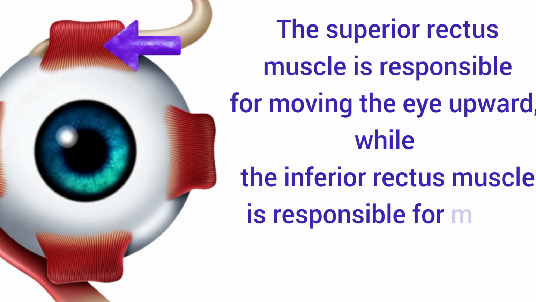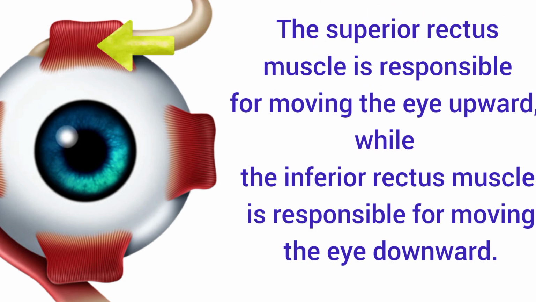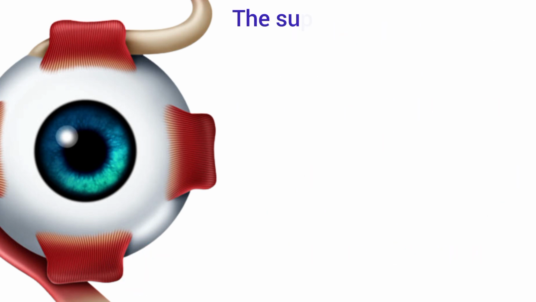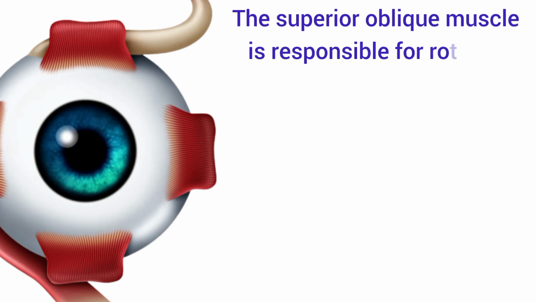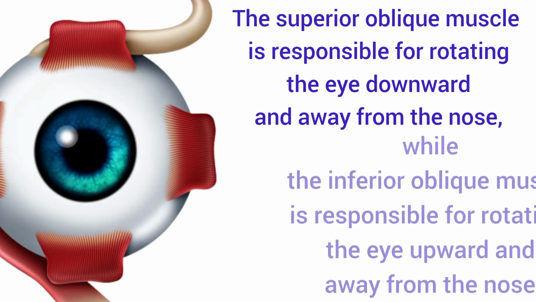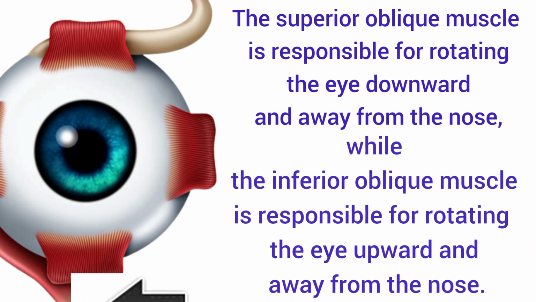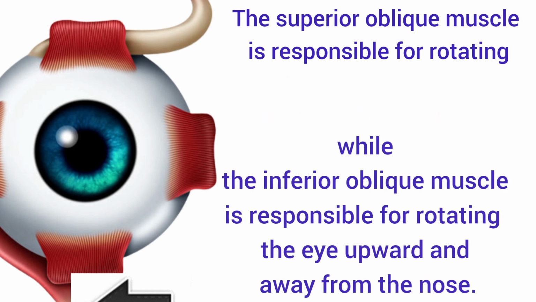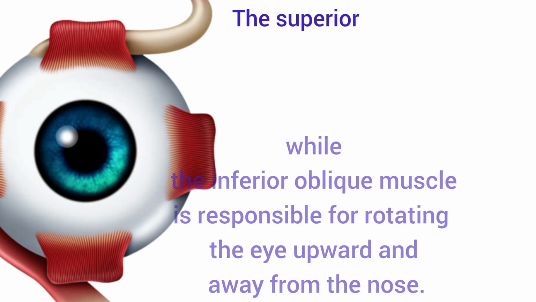The superior rectus muscle is responsible for moving the eye upward, while the inferior rectus muscle is responsible for moving the eye downward. The next muscle is the superior oblique muscle. It's responsible for rotating the eye downward and away from the nose. The inferior oblique muscle is responsible for rotating the eye upwards and away from the nose.